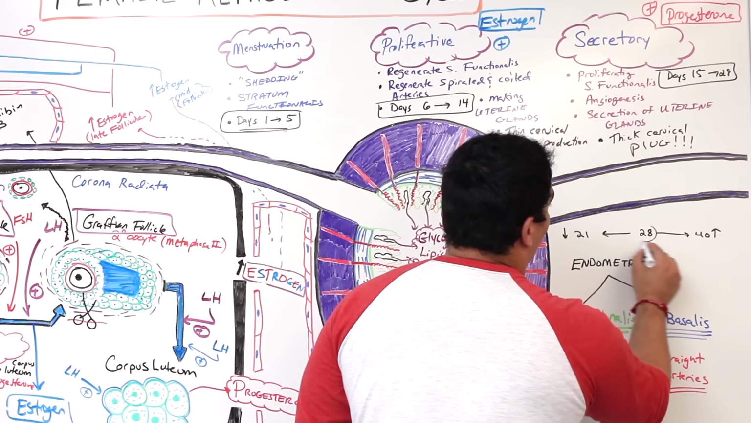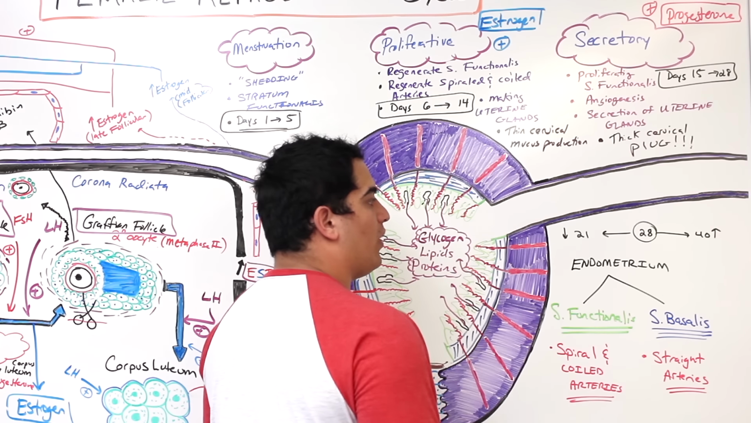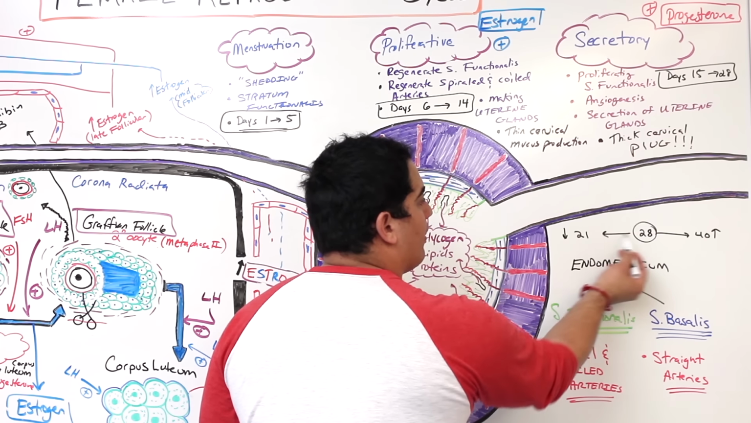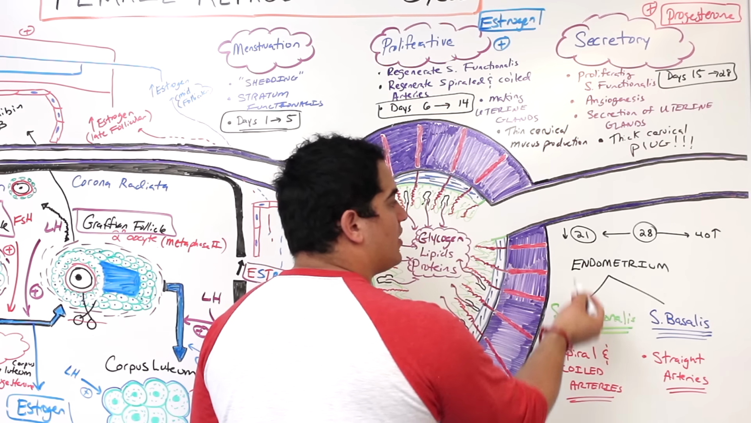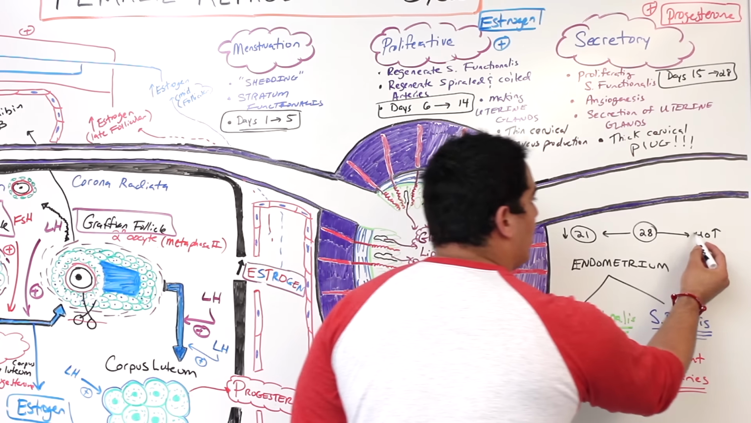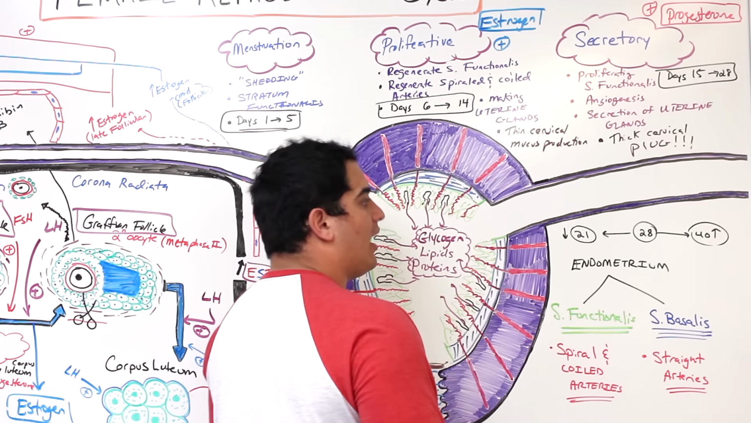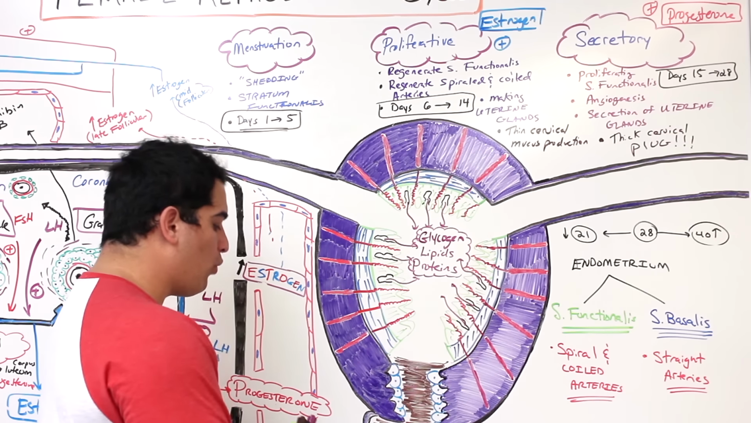So on average, we like to say that the average menstrual cycle is 28 days, give or take a few. 21 is the lowest; anything below that is pathological. And about 40 is the top point that you want to go. One more thing.